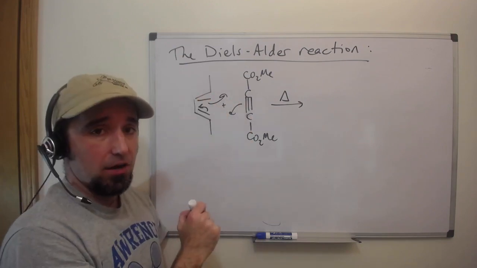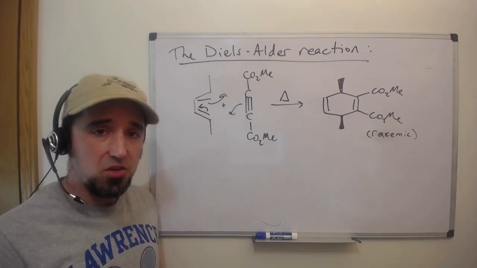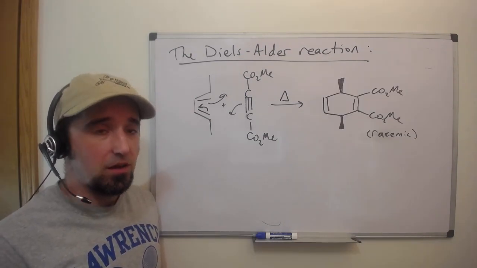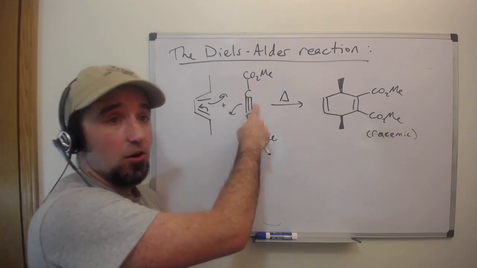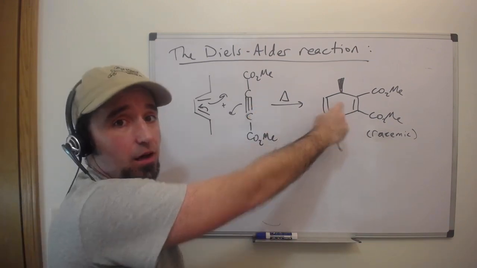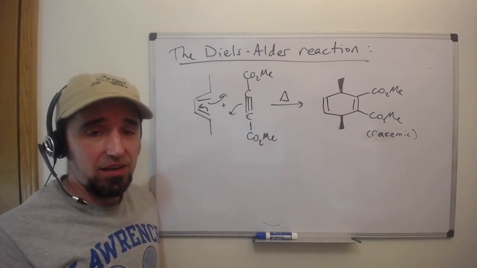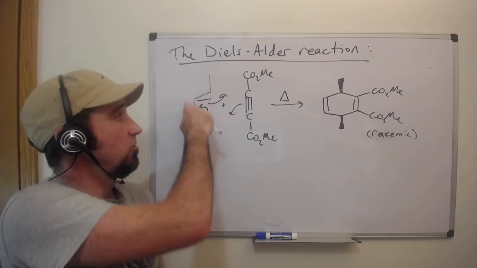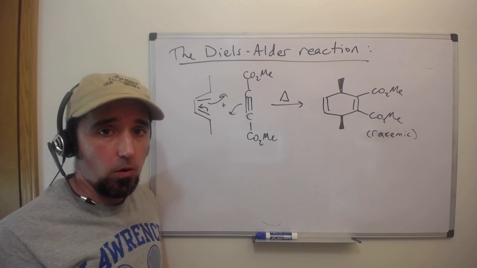Let's draw our product. So there's our product. It's a new 6-membered ring. The only difference from before is that because I had 2 pi bonds here, one of these pi bonds survives in the product. So I'm making a cyclohexadiene this time. Again, 1, 2, 3, 4, 1, 2, 3, 4.